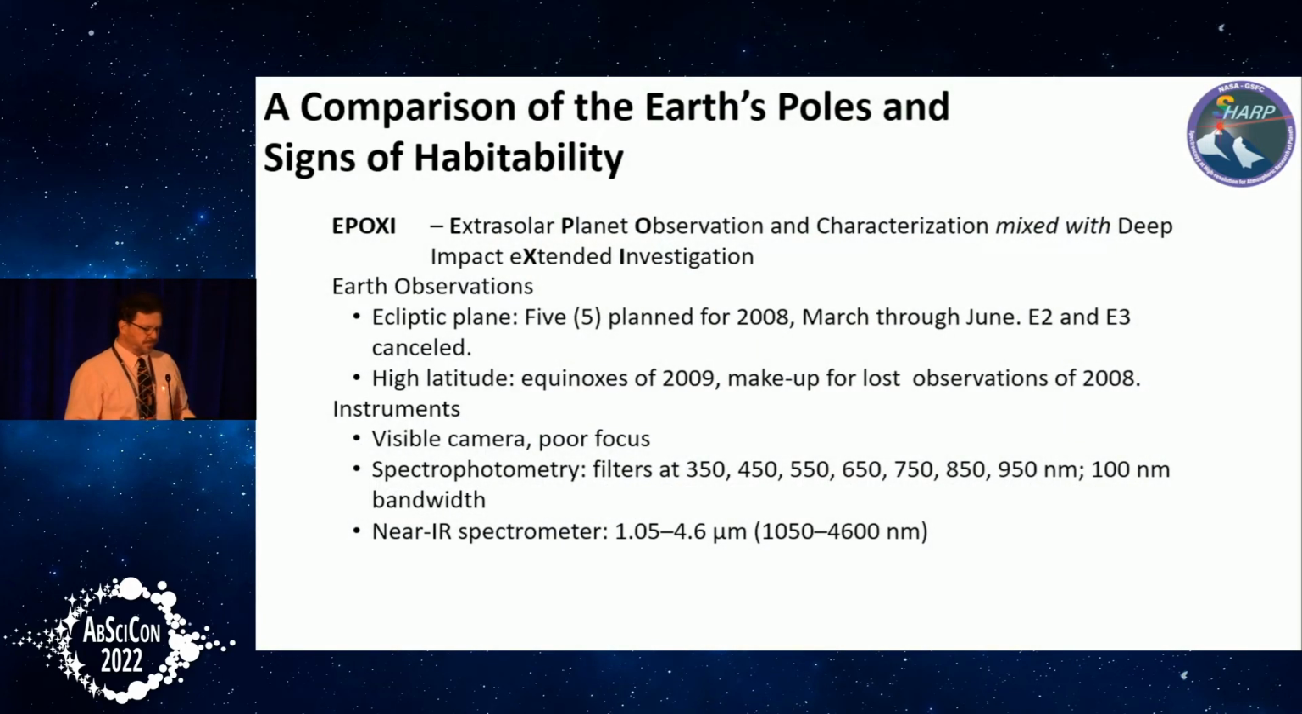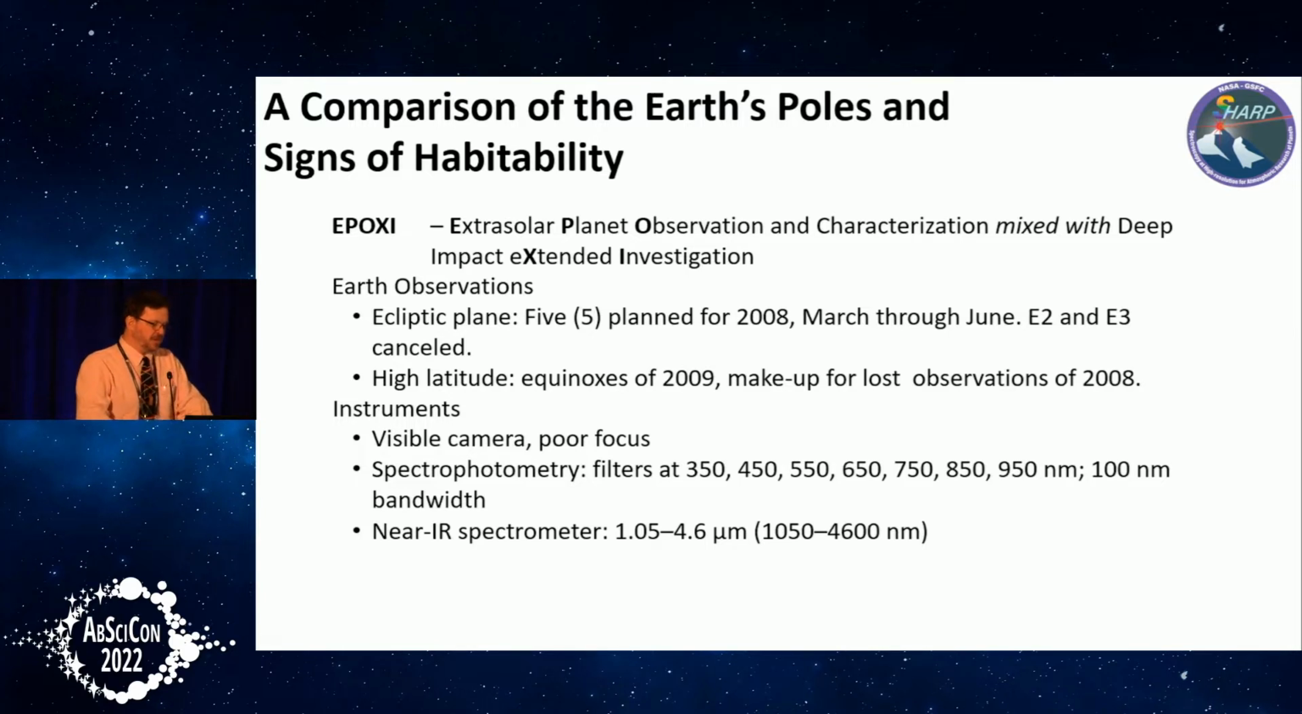This results from the EPOXI extended mission of the Deep Impact spacecraft. EPOXI is a pun on extrasolar planet observation and characterization mixed with the Deep Impact extended investigation, after NASA headquarters told us that we could do both, but we had to do it on the budget of one of them. And then they cut that budget. But anyway, we made the Earth observations. We had 5 planned observations in 2008. In March through June, observations number 2 and 3 were canceled, which leads to the weird nomenclature that you'll see.